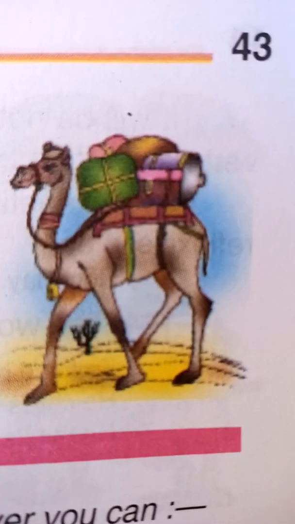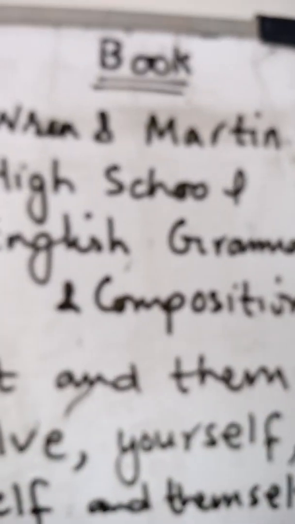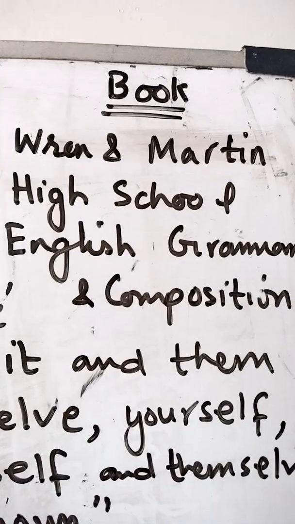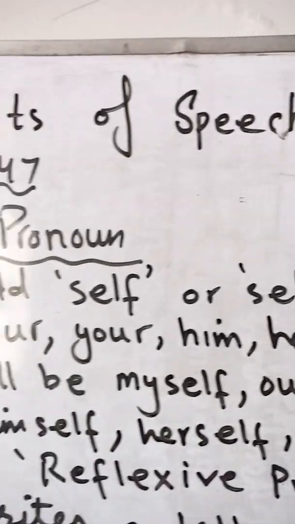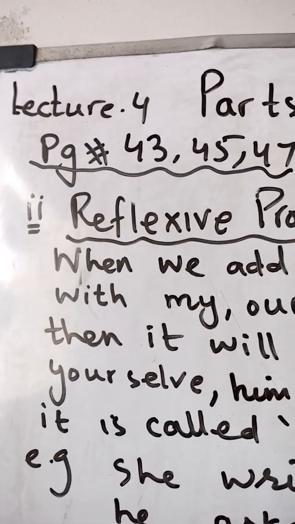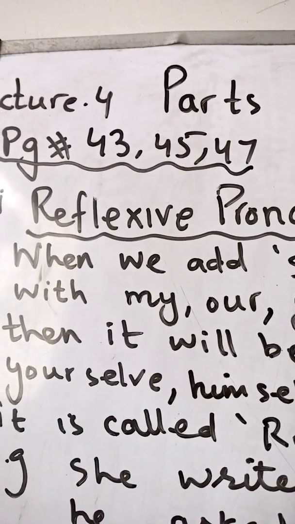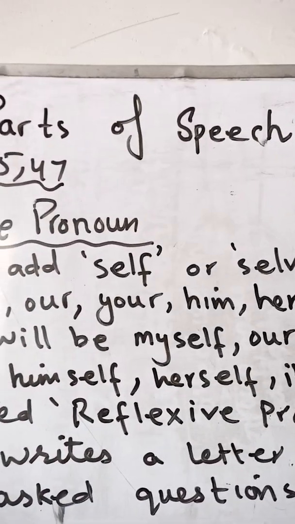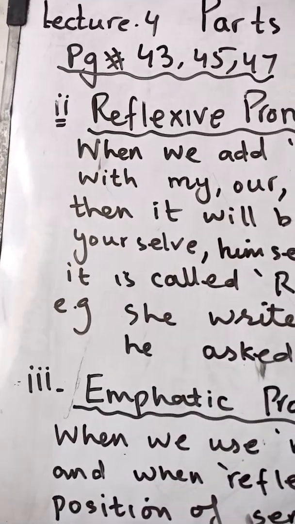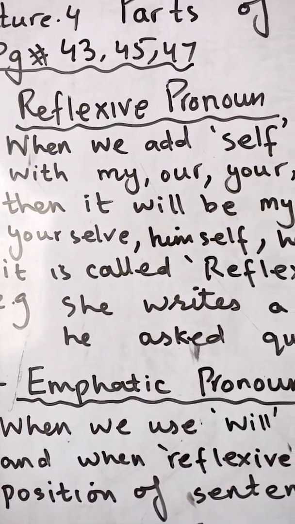You have to note down the pages from Wren and Martin. Wren and Martin. And then you have to note down the pages from Wren and Martin, page number 43, 45, and 47. Our topic is parts of speech. Today we will do the second kind, reflexive pronoun.